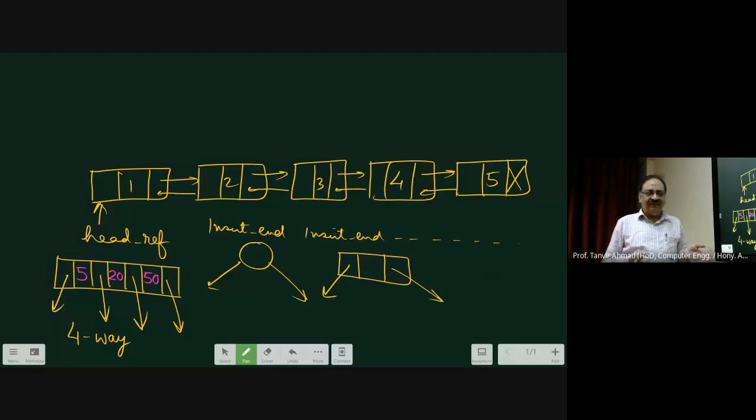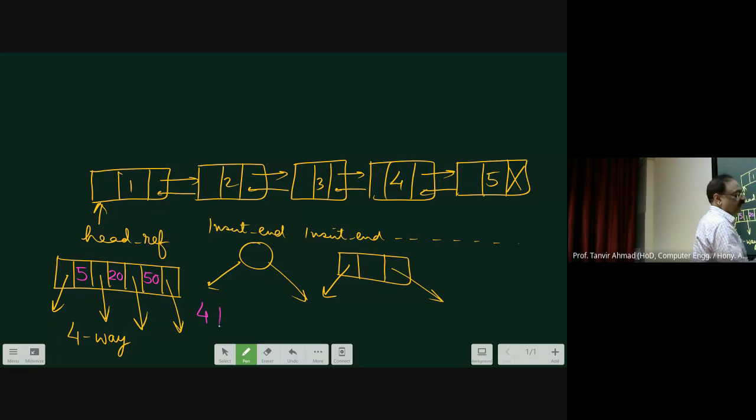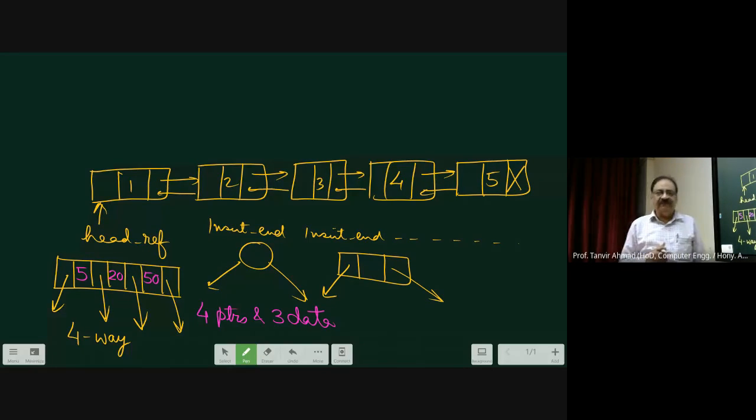Now what is this? This is a node which contains four pointers and 3 data. That means it's a 4-way. Now what is the meaning of 4-way? This you study in trees.